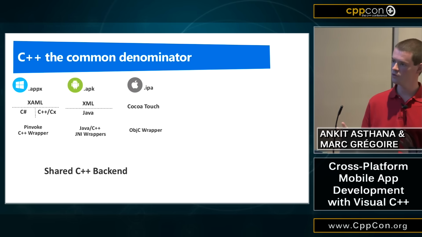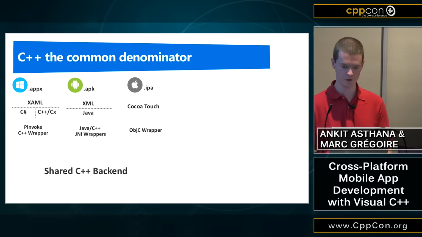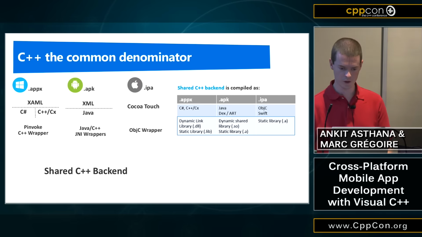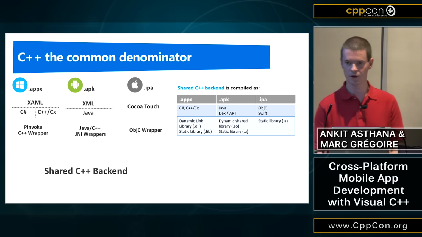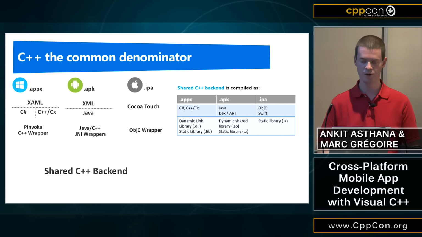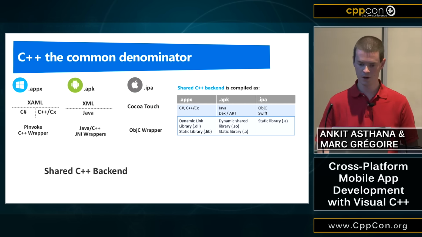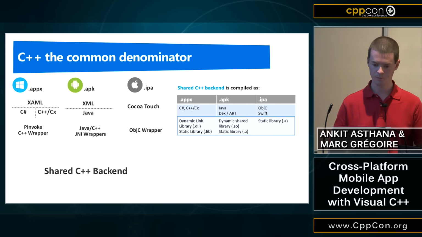So this shared C++ backend, of course, has to be compiled somehow and then consumed. On Windows, you would compile it to a dynamic library, a DLL, or to a static library, a .lib file. On Android, you would compile it to a .so or a .a file. And on iOS, you compile it to a .a file.